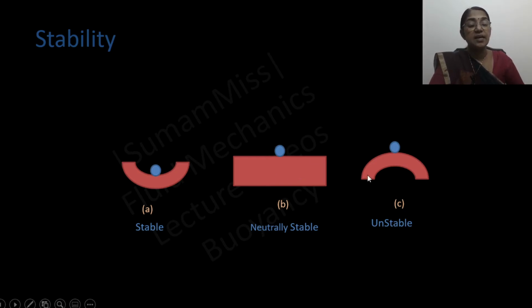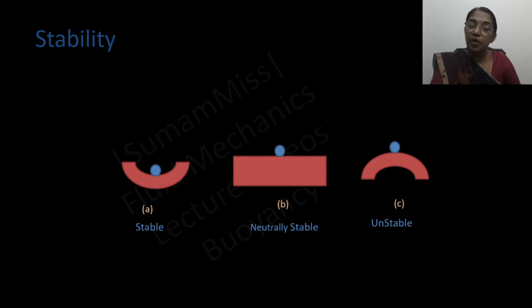In case C, the ball is at rest at this moment, but if it is disturbed, however small the disturbance may be, the ball will roll. It won't show any tendency to come back to its original position, rather it diverges. Here the ball is unstable.